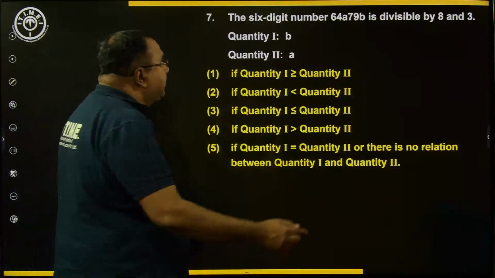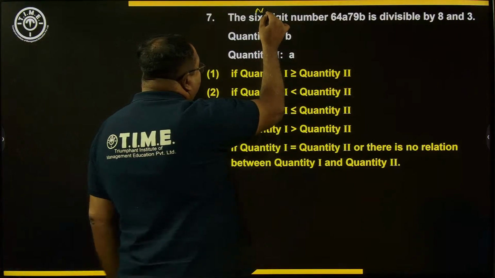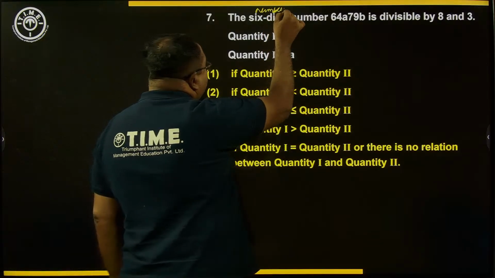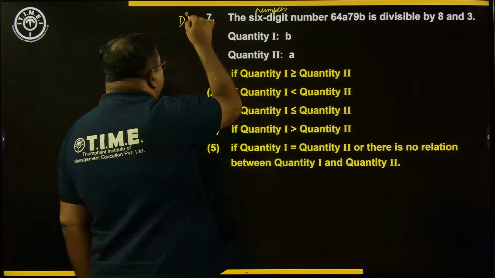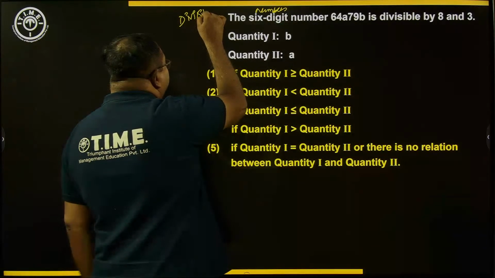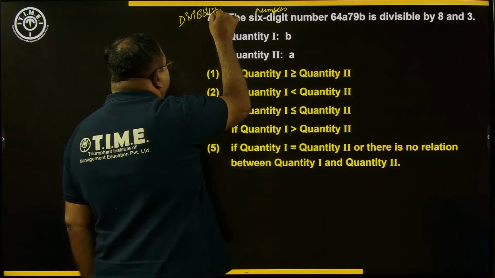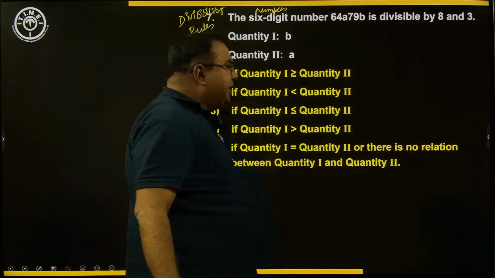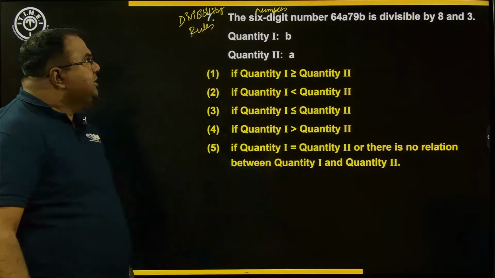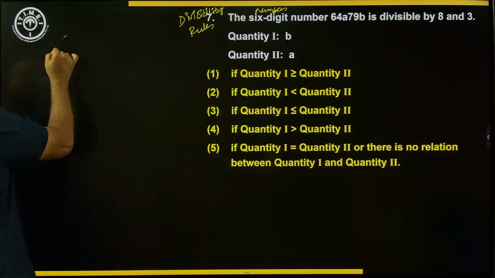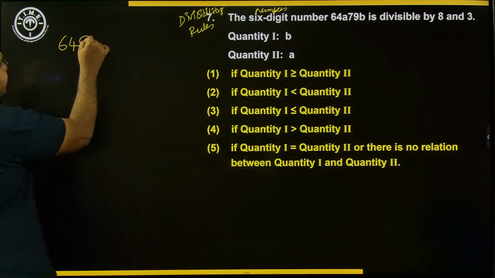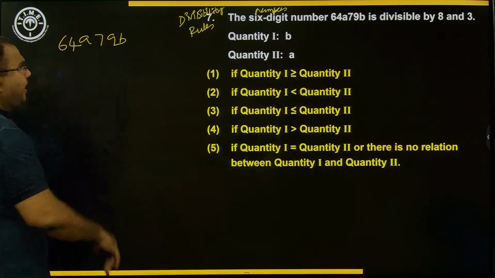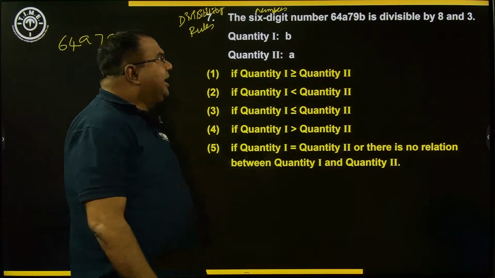Okay, this is a question on numbers. Basically, this is a question on divisibility rules. If you are thorough with your divisibility rules, you should be able to answer this question. Right? Let's start. A 6-digit number 64A79B is divisible by 8 and 3.